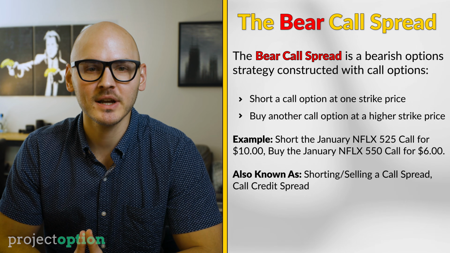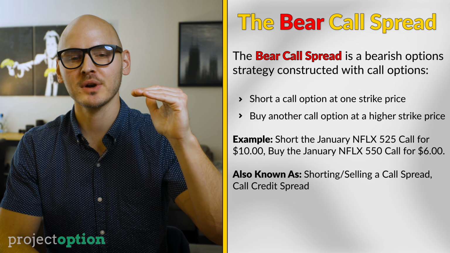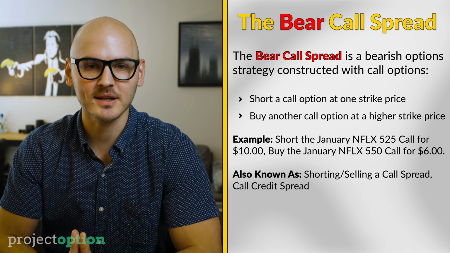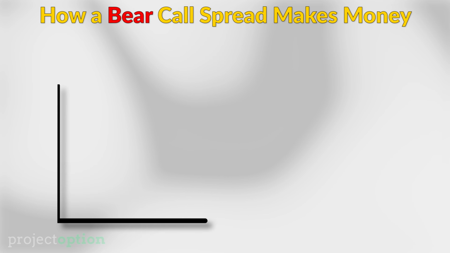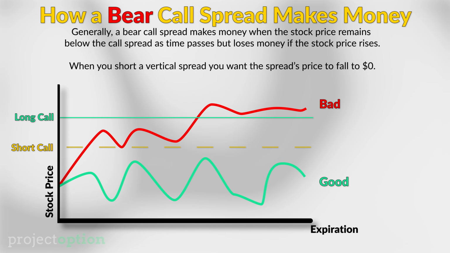A bear call spread is constructed by shorting a call option at one strike price and purchasing another call option at a higher strike price. So it's basically the bull call spread from earlier, except you do the opposite, and instead of buying the call spread, you actually short or sell the call spread as your opening trade. And a bear call spread will make money as long as the stock price remains below the call spread strike prices.